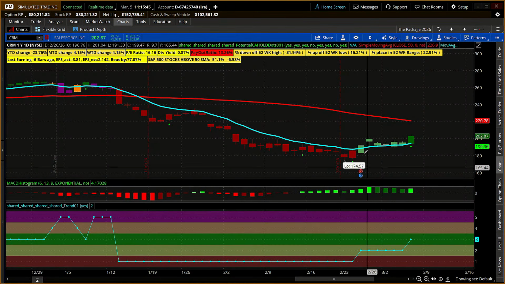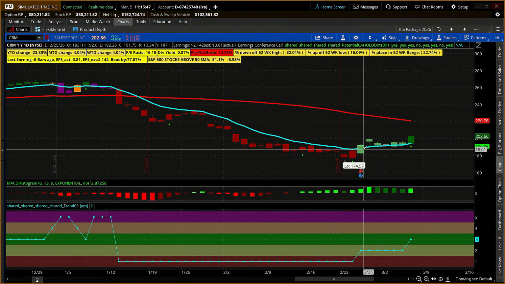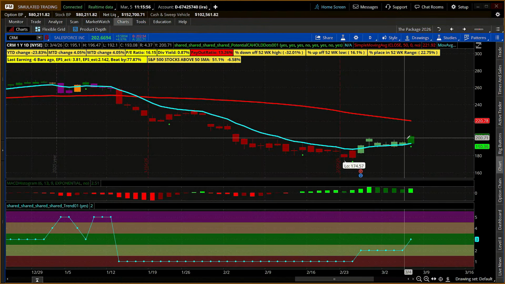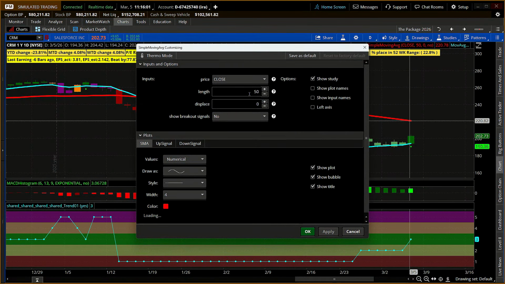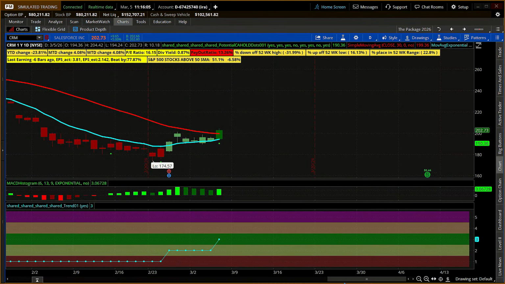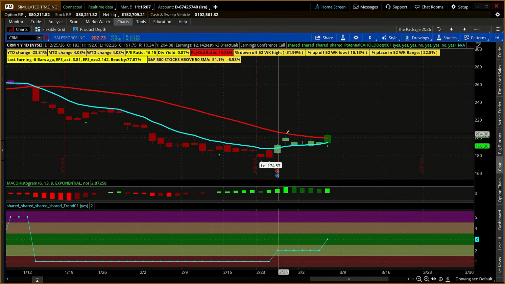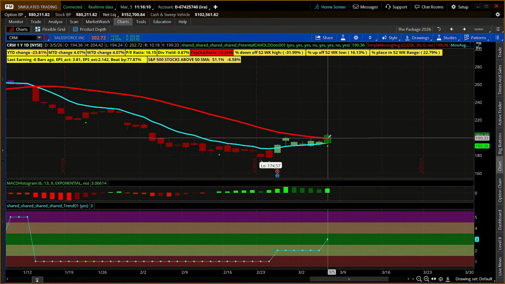Okay, not bad. Now, light green means the price is above the blue line, the 10-period moving average, but not the 30-period moving average, which is in red. That red line should be the 30-period moving average. We fixed that. And now you can see why the candle went dark green: because the price is now above both moving averages.